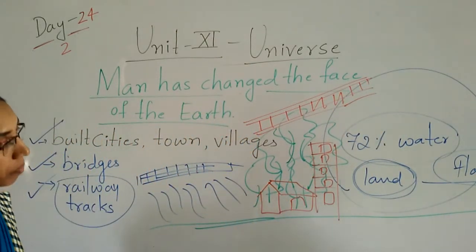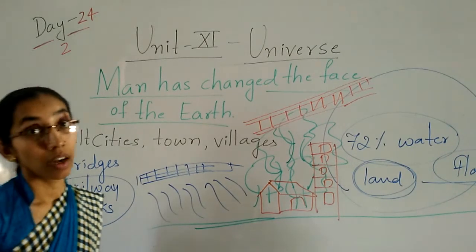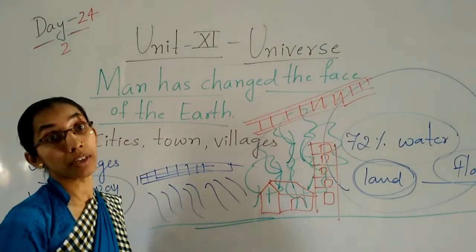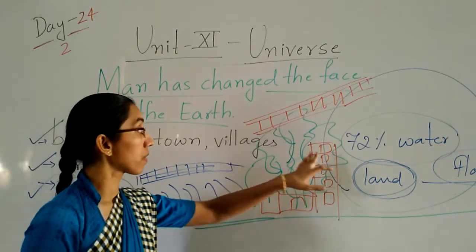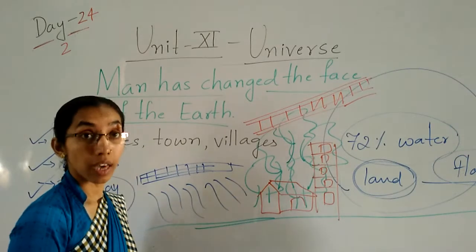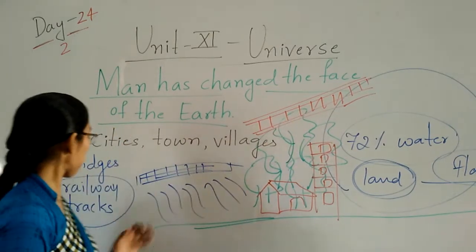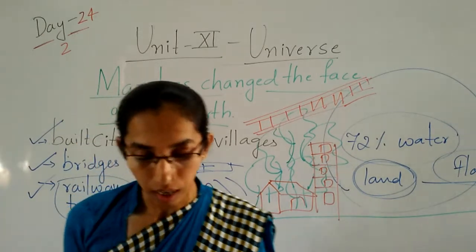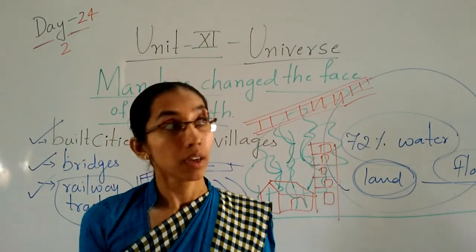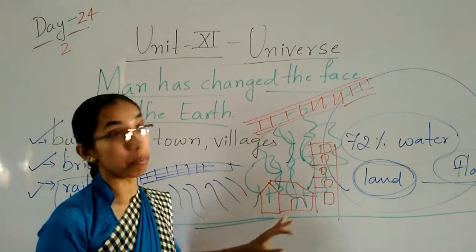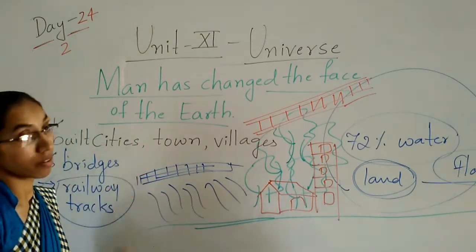See here, how many things he did after cutting down the trees? He built the houses, buildings, cities, villages, and finally he also built the railway track. So the trees he cut were to build the cities and towns.